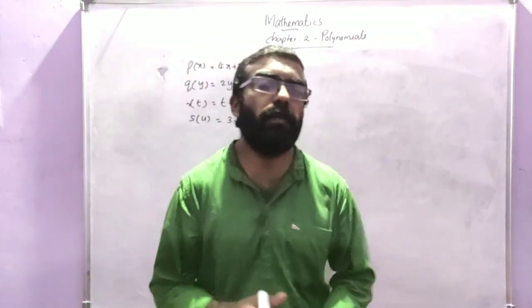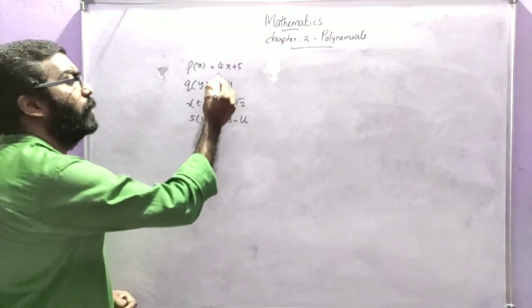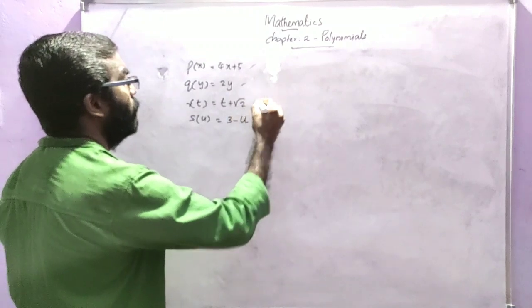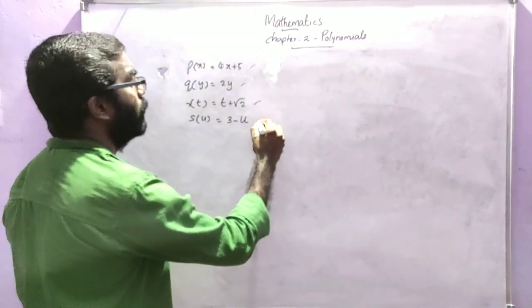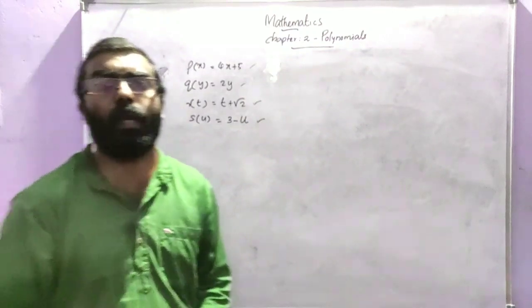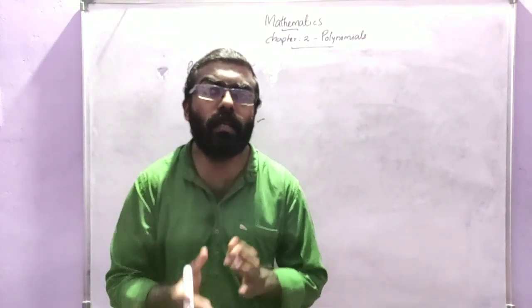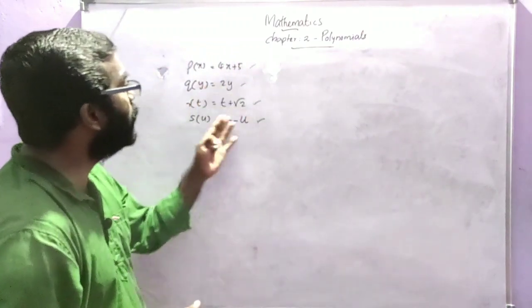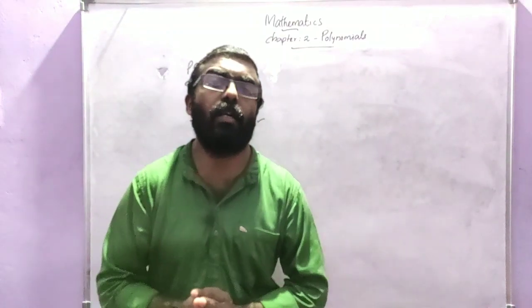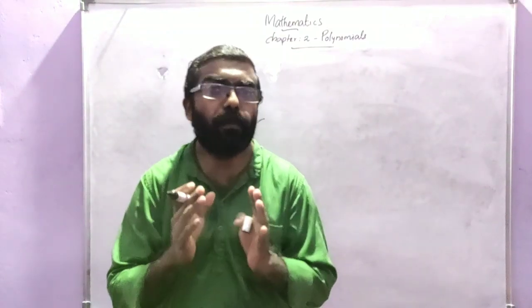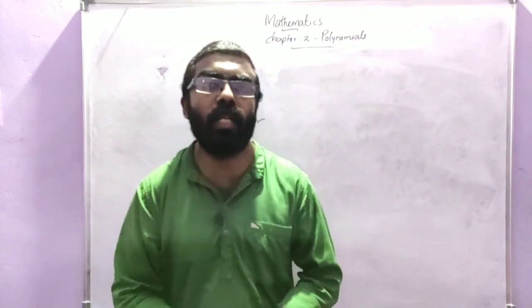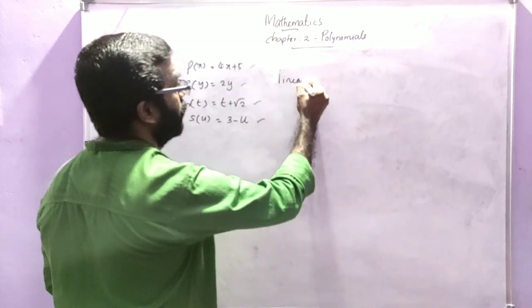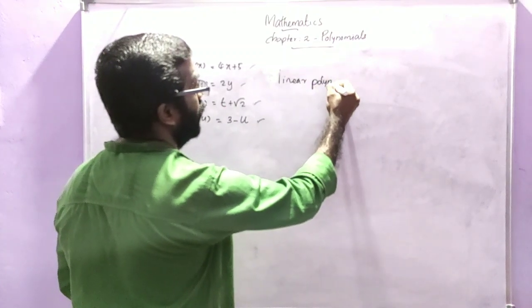Understood? Now observe the polynomials. P of x is equal to 4x plus 5, Q of y is equal to 2y, R of t is equal to t plus root 2, S of u is equal to 3 minus u. Okay. Do you see anything common among all of them? The degree of each of these polynomials is what? 1. Okay. So a polynomial of degree 1 is called a linear polynomial.